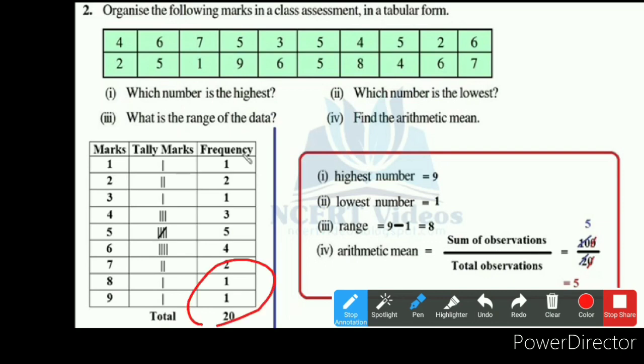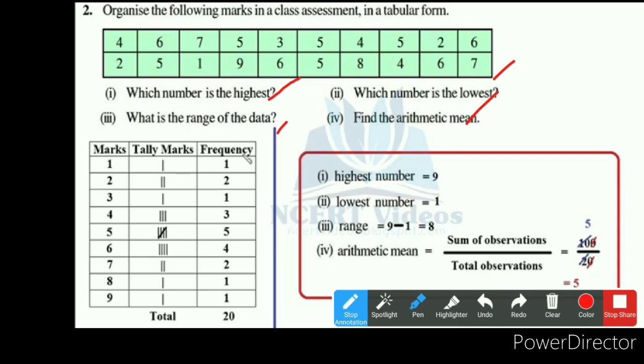Totally how many students? If you add all these frequencies, you will get the total number of students, or the total number of marks given in the data. Here 20 is the total frequency, that is 20 students' marks. Now we have organized all these marks in a tabular form. Next, we should answer these 4 sub questions.